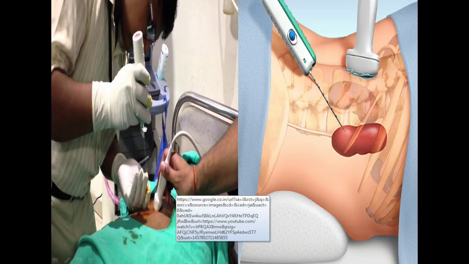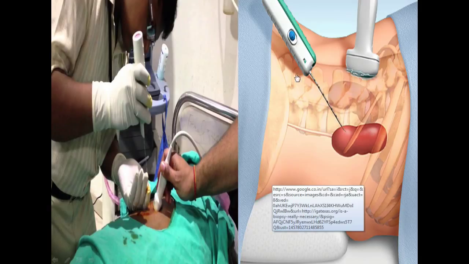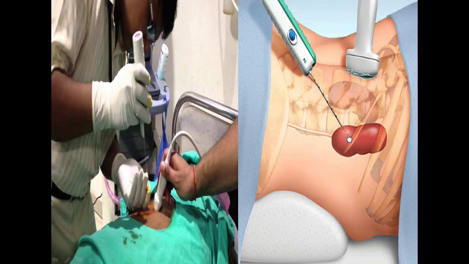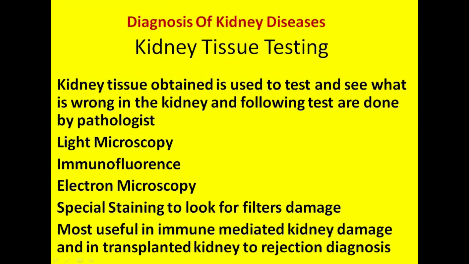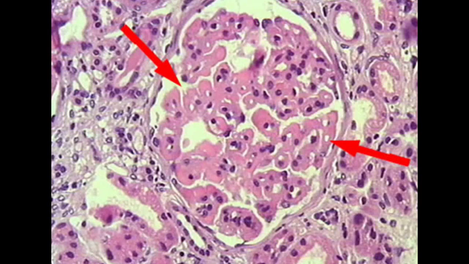So this is the kidney biopsy gun, this is the ultrasound probe. The needle goes to the kidney and we take a small tissue under ultrasound guidance for microscopic analysis. The kidney tissue that is taken out is then sent to the lab to see what is wrong within the kidney, and it is seen first under light microscopy, then a special immunofluorescence stain is put to see what is depositing in the filter. Further we do electron microscopy, and in certain cases like transplantation, special stains are used, even in amyloidosis or to differentiate one disease from the other, especially in immune kidney damage and transplantation.